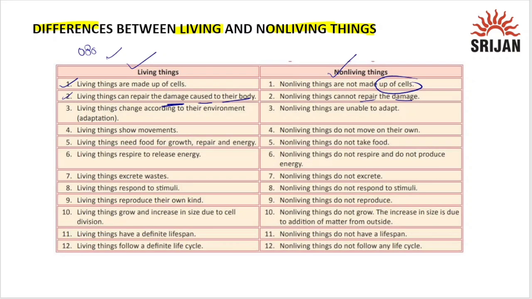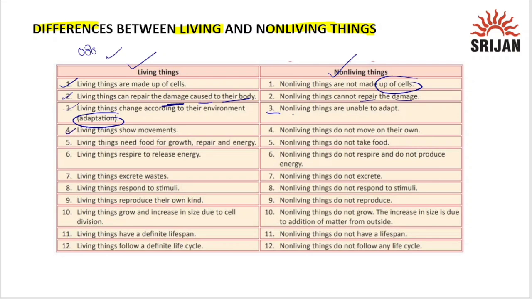Living things change according to their environment, that is adaptation. For example, suppose there is cold weather outside. Now what will happen? You will take your jackets, you will put your sweater on your body, then you will go out. And if there is hot temperature outside, what will you do? You will turn on the fan, cooler, AC, whatever you have the luxury of for maintaining your body temperature. This is known as adaptation. And how are you able to do this? Because you are living, but non-living things are unable to adapt.